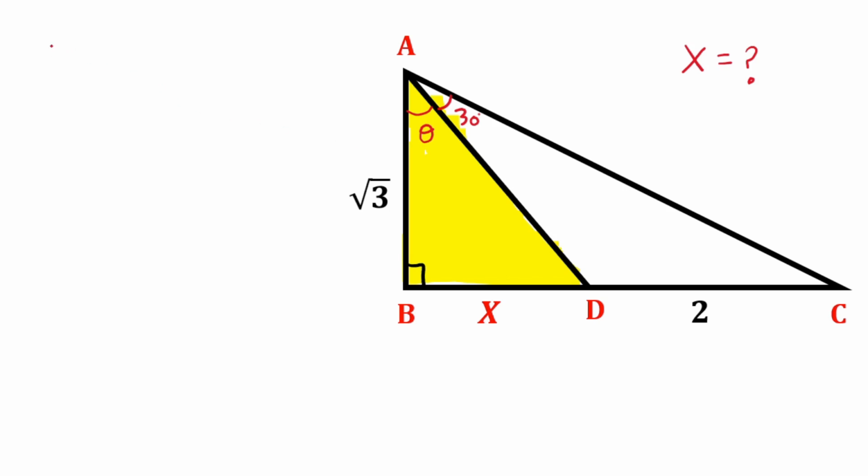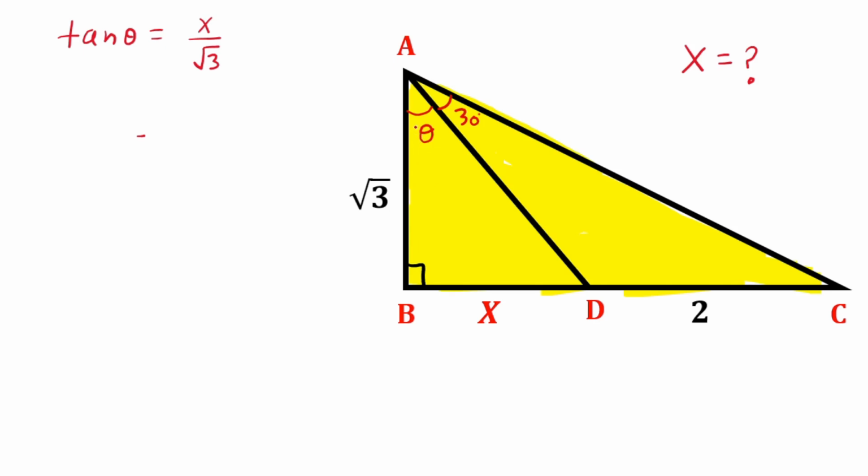Now the value of tan theta is the ratio of perpendicular to base. So tan theta equals, if this angle is theta, then the perpendicular is the opposite length of this theta, that is x, and square root of 3 is the base. So here the value of tan theta is x over square root of 3.